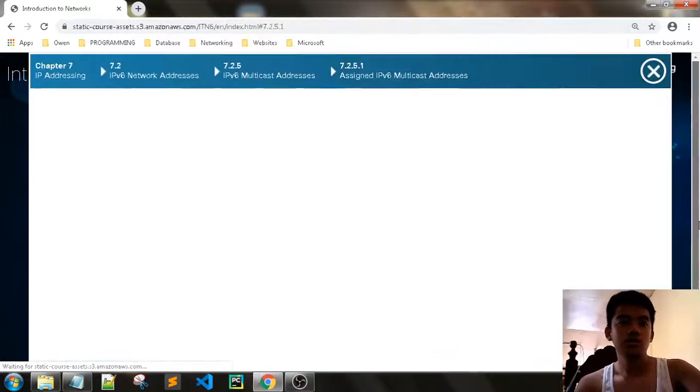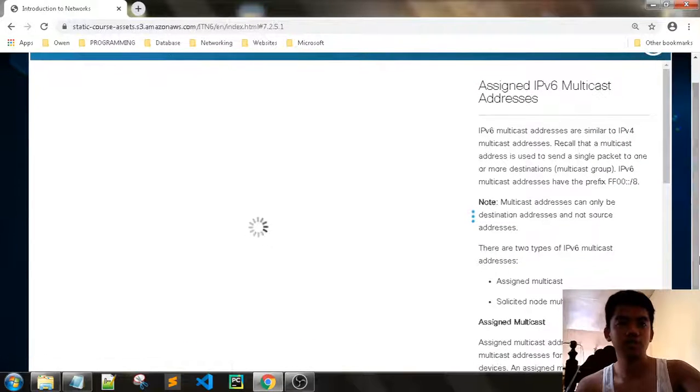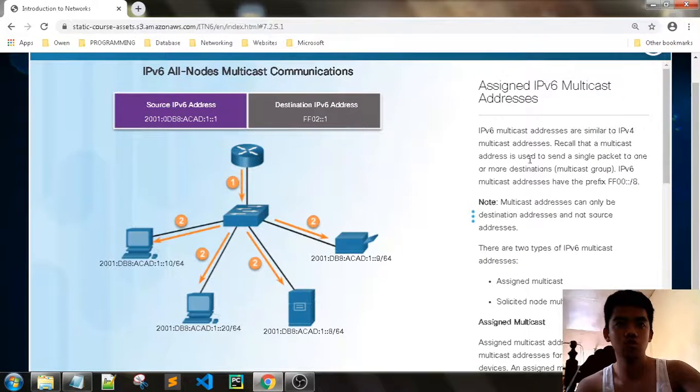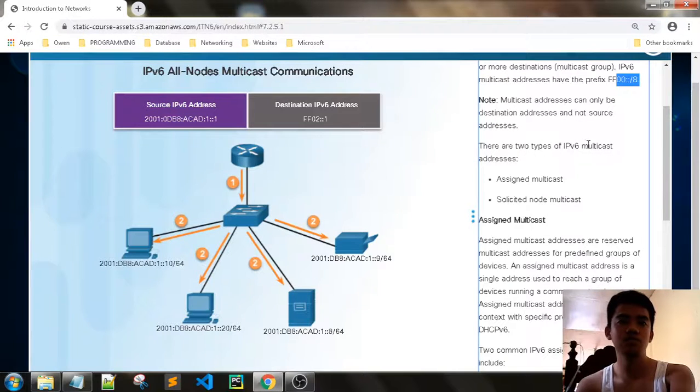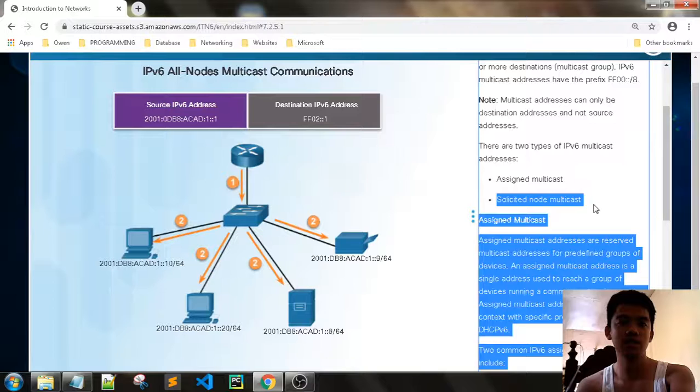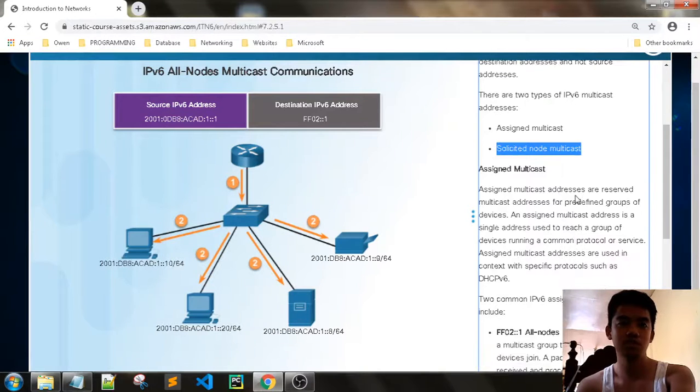Packet Tracer: assigning IPv6 multicast addresses. It's used to send a single packet to one or more destinations. It has the prefix FF00. These are the range for multicast addresses for IPv6 addresses. We have two types of IPv6 multicast address: the assigned multicast and the solicited node multicast.